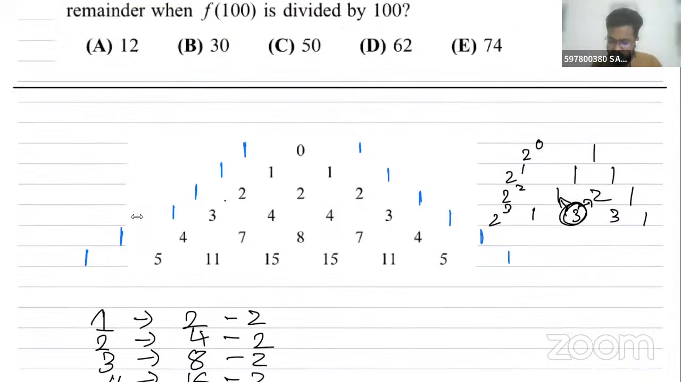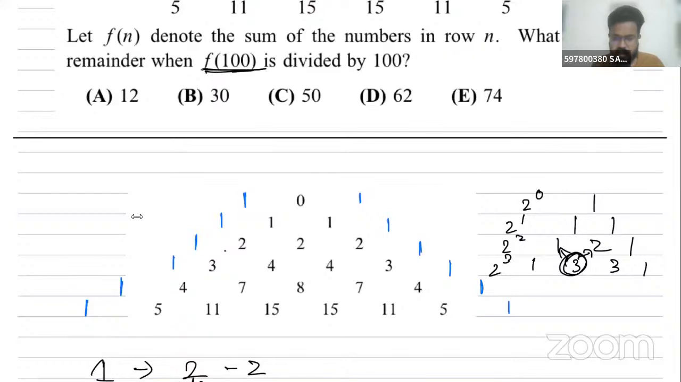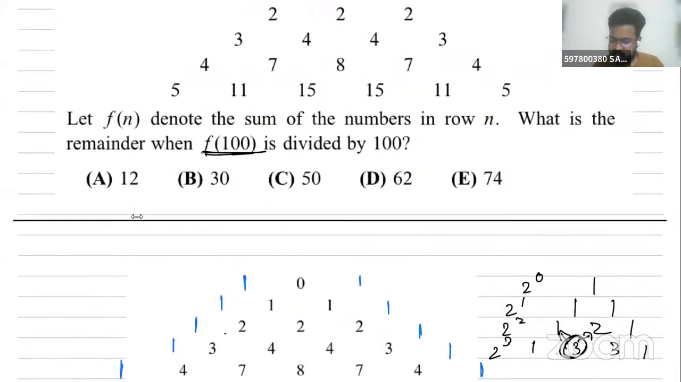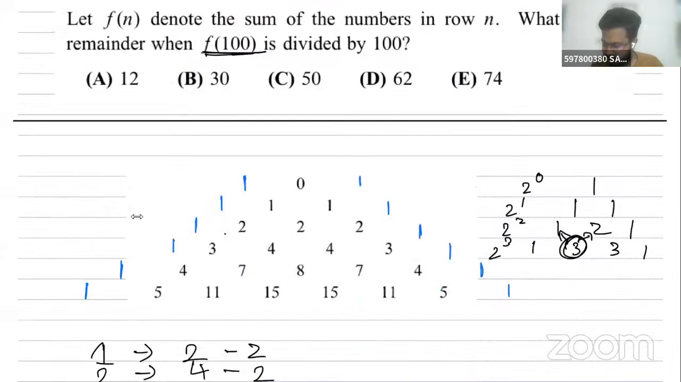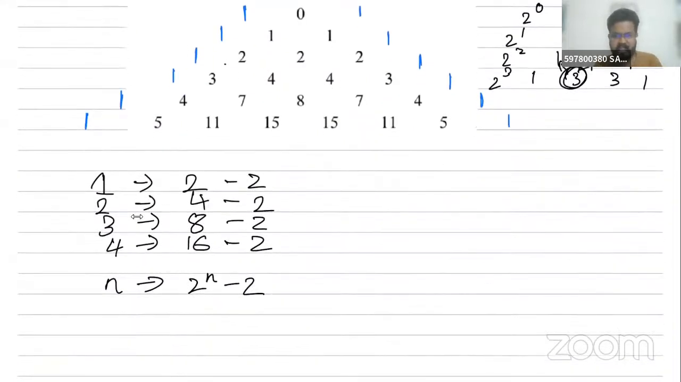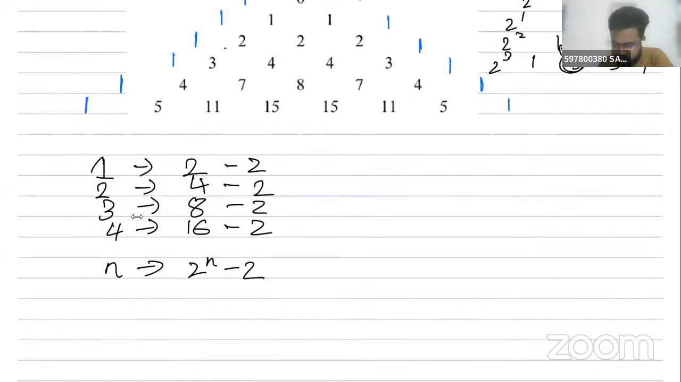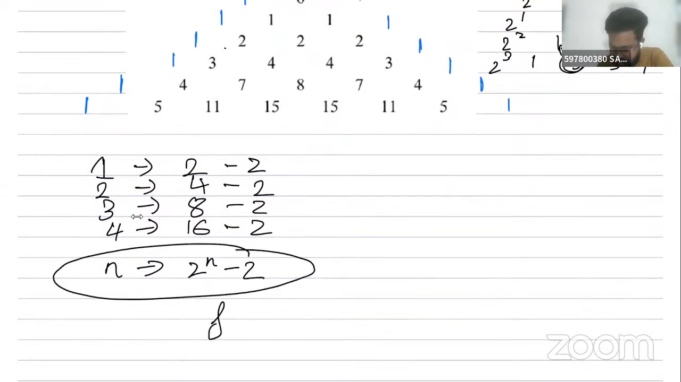So we have figured out what f of 100 is. Here they have said that f is the sum of the numbers in the nth row, and that it starts from the first row. Usually in Pascal's triangle, some say the top is the 0th row and some say it is the first row, so there is some ambiguity. But over here in this question, they have said that the topmost row is the first row. So this formula is valid and we can calculate f of 100 equal to 2 to the power 100 minus 2.